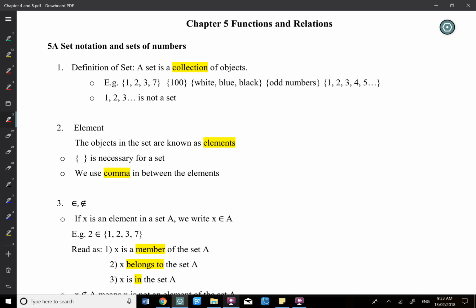Function and relation. First of all, chapter A talks about a lot of definitions. The first definition is the definition for the set.